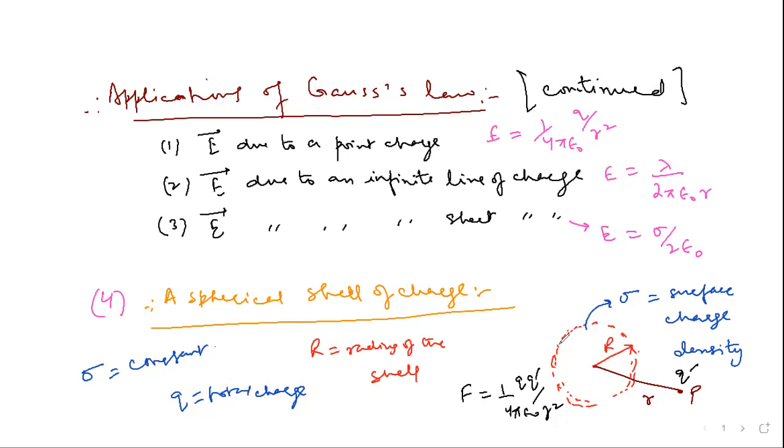When force is this, that means, in other words, that electric field outside the shell will be same as the field due to a point charge located at the center of the shell having charge equal to that of the shell. That means electric field at point P will be 1 by 4 pi epsilon naught q by r square. This is the meaning of first shell theorem.